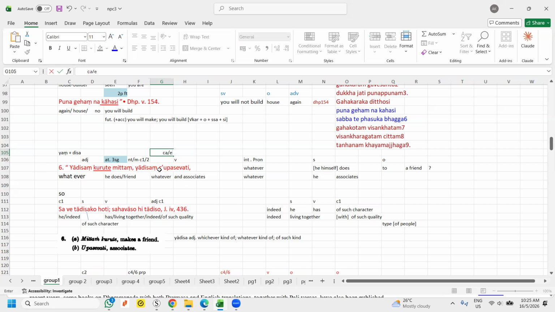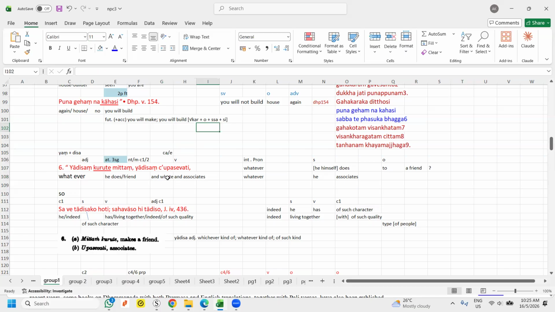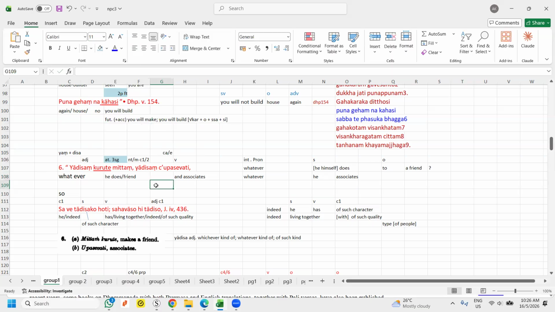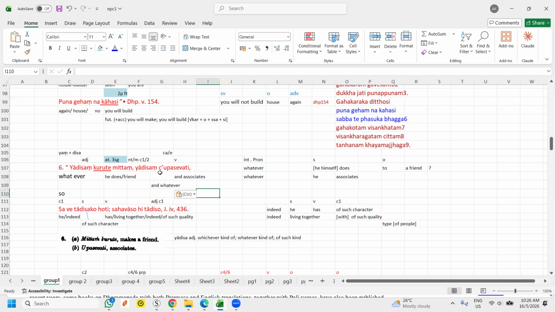So in this case, I insert n here. I have to put this on the second line, I put it here so that it won't overlap. So this is n. So it depends on how you are going to arrange the line. So the first line means whatever he does to his friend.